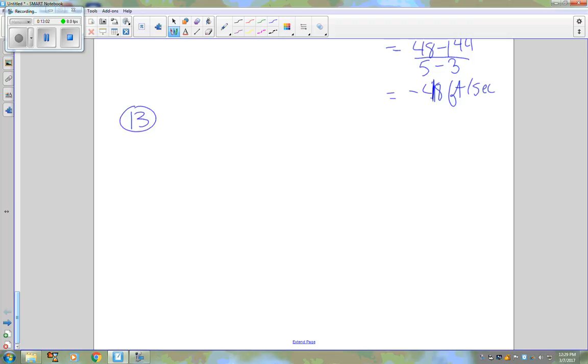(13), it says which equation relates f of x and g of x. All right, so you're given a graph that has f of x over here and g of x over here. So look at, well, actually the x-axis is somewhere over in here.